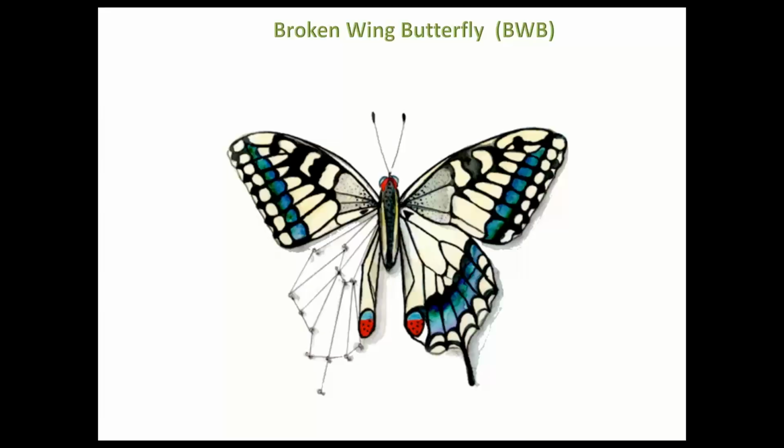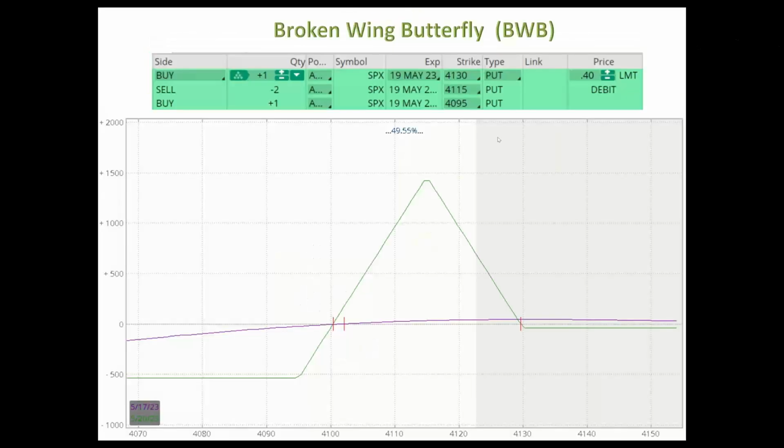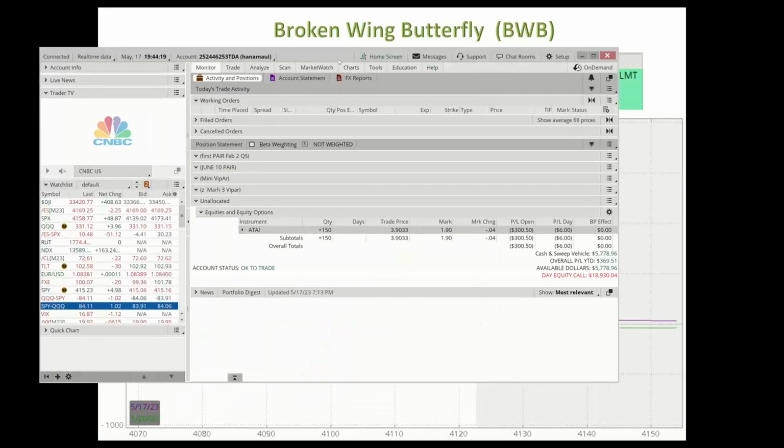Now, the broken wing butterfly is designed to remedy that butterfly. You don't want to pay 15 cents for it, so you move a tail down. You'll have a little bit of risk, but you'll get the trade on for even. Well, in the SPX, because of how much it moves, here's a $15 wide by $20 wide BWB for 40 cents. I'm not real happy about this trade because normally a 15 by 20 should be going for 0, and now we have to pay 40 cents.